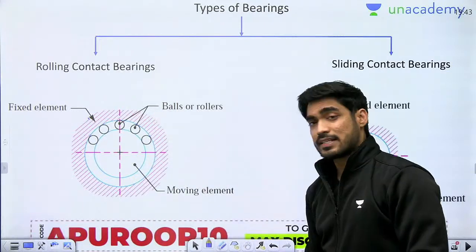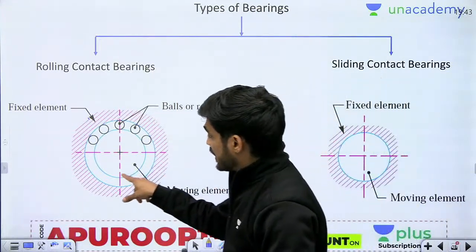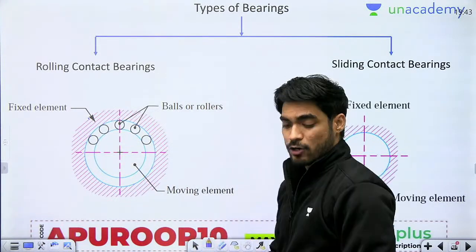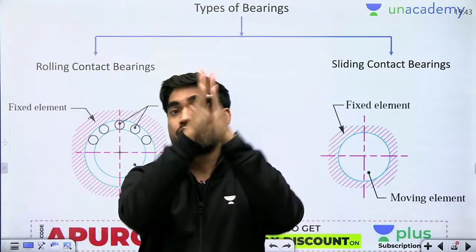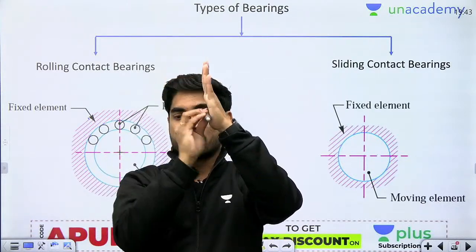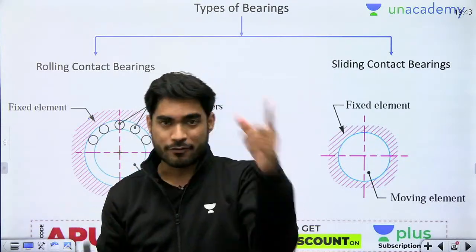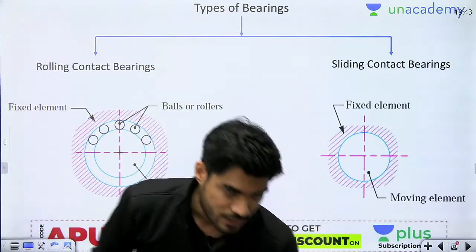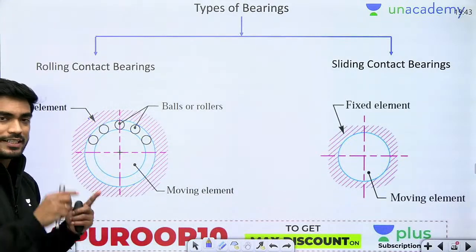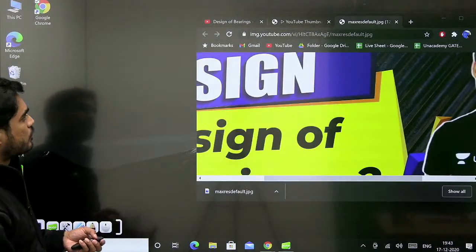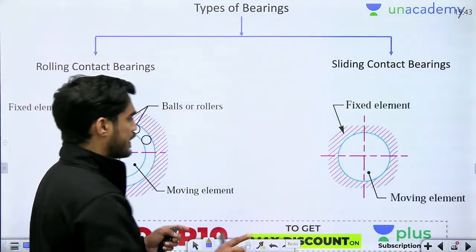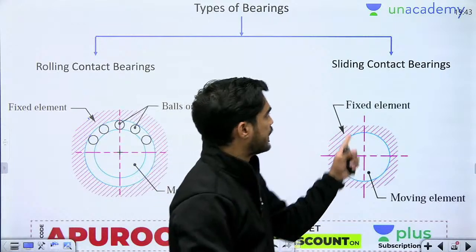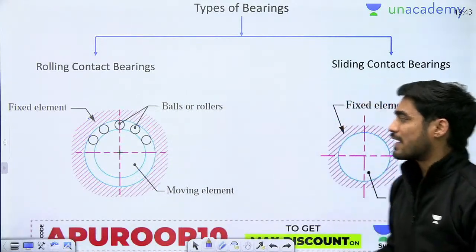Rolling contact bearing means the relative motion between the shaft and the bearing surface is rolling motion. Okay, what do we mean by rolling motion? This is rolling motion, this is sliding motion. This is rolling motion, the motion of a wheel, and this is sliding motion. So beta, if the relative motion between shaft and bearing surface is rolling, then it is known as rolling contact bearing. And if the motion is sliding motion, then it is known as sliding contact bearings.